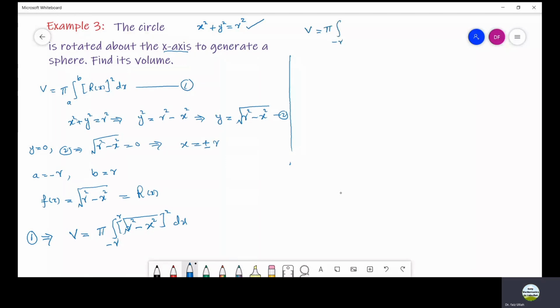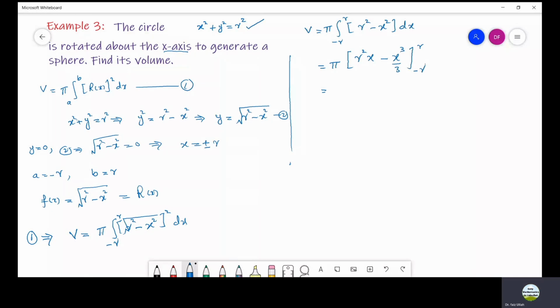Integration is from minus r to r of (r square minus x square) dx. Here r is radius and it is a constant. So just integrating, we get pi into (r square x minus x cube by 3). Limits are from minus r to r.